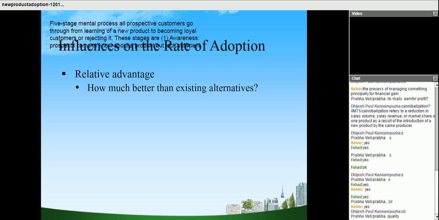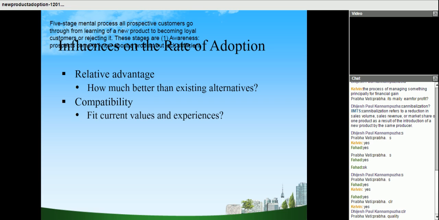Relative advantage: how much better than existing alternatives. They will only adopt your product or services if they feel that it has some X factor compared to what is currently being served in the market.